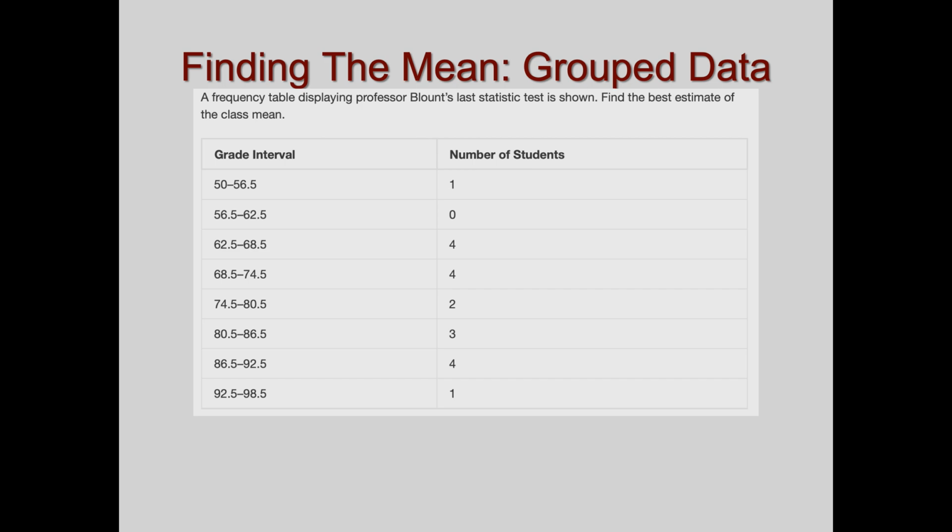Now, this is a little awkward because the intervals are 6 units each, and that's not the norm. But it is what it is. So the first thing I have to do is find the midpoint of all of those intervals. So I add them up and divide by 2, and I do it for every single one of those. Now, what do you think you would have to do next toward calculating the mean?